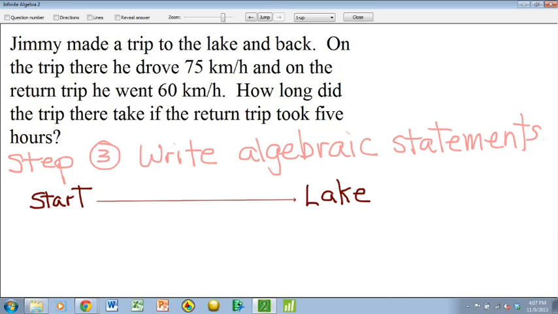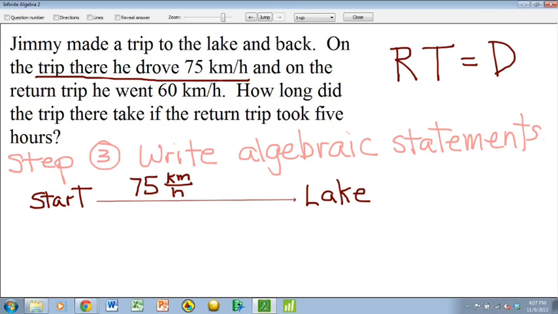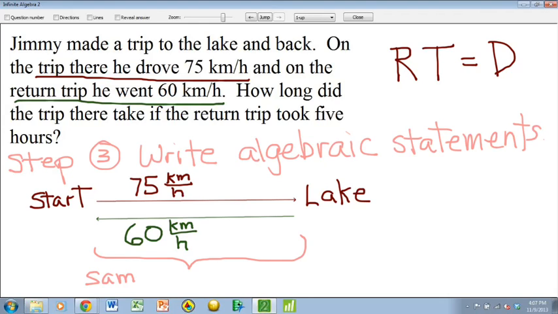He's starting, he's going to a place, the lake, and it's a rate and time and distance problem. So we know that the formula for rate and time and distance is that rate times time equals distance, so we can write that down so we have it for reference. And now specifically, we know that he drove 75 kilometers per hour on the way to the lake, so we can put that there. But he also had a return trip, so going the other way, he went 60 kilometers per hour. It is the same distance, whether he went to the lake or back from the lake.